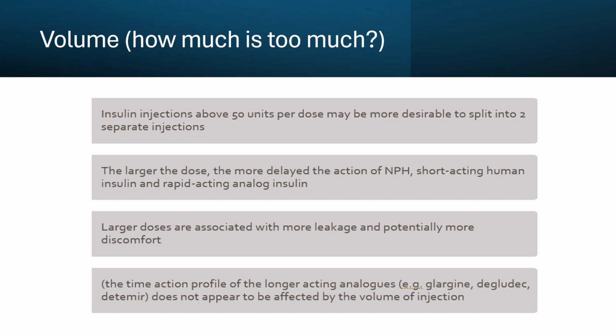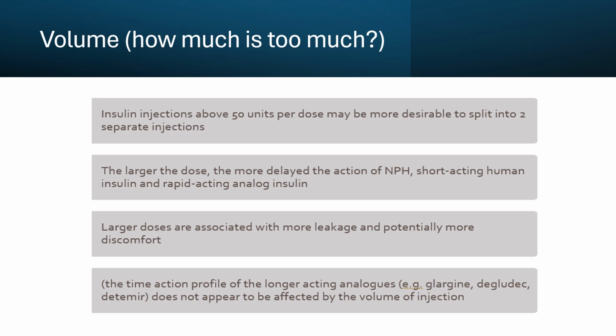So volume, how much is too much? Whenever we're getting into injections above 50 units, we may want to split that. But I want to use this especially for provinces other than BC, which have access to some of the concentrated insulins. They may have a U200, a U300 availability of insulin in Toujeo, Tresiba, some of the concentrated Humalogs, which we don't have access to here. And so I want to go by volume.